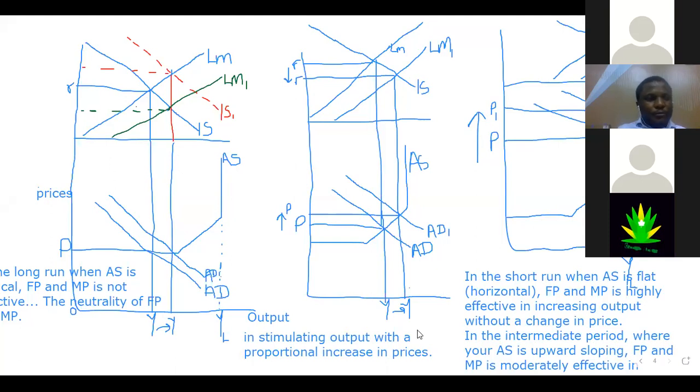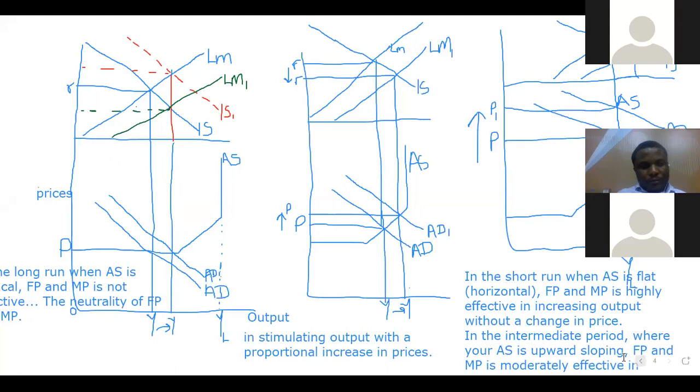In the last drawing that you just gave us, sir, you said in the long run, AS is vertical when fiscal policy and monetary policy are not effective. That's the neutrality. But you only drew the LM. The LM shifted, which is the monetary policy.